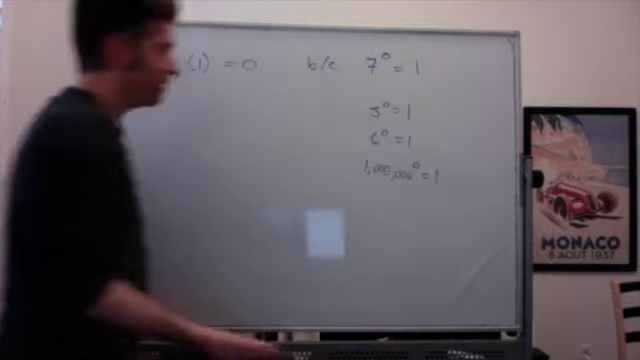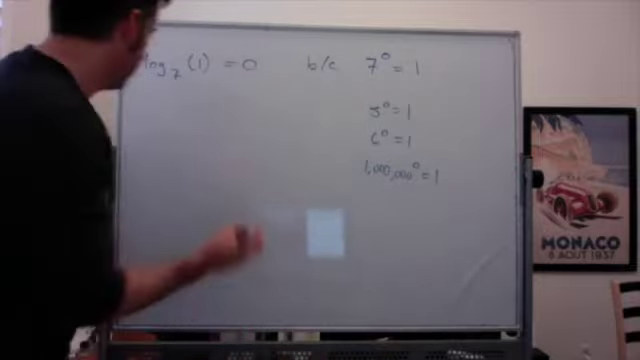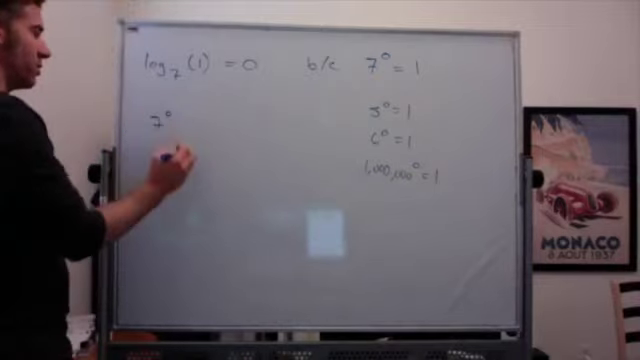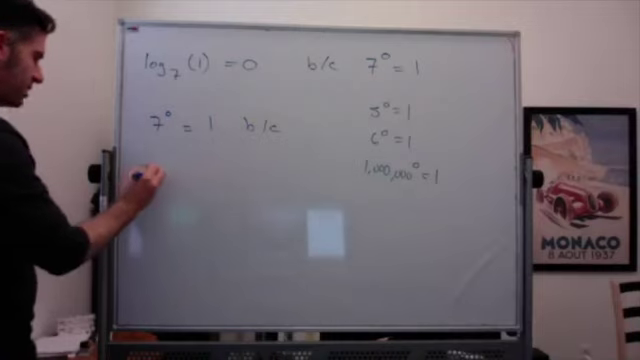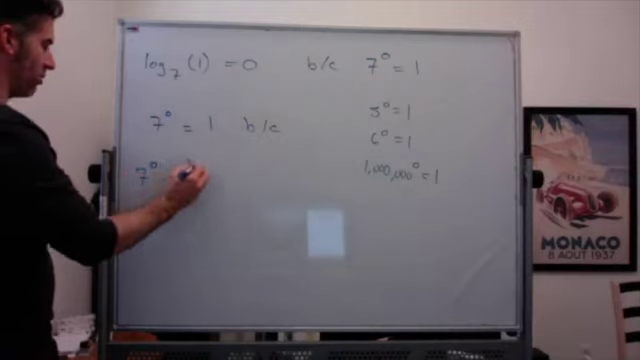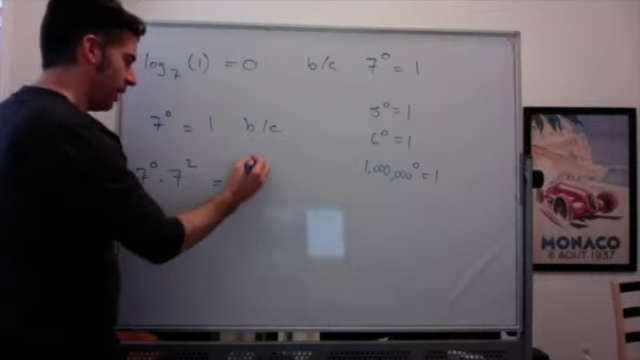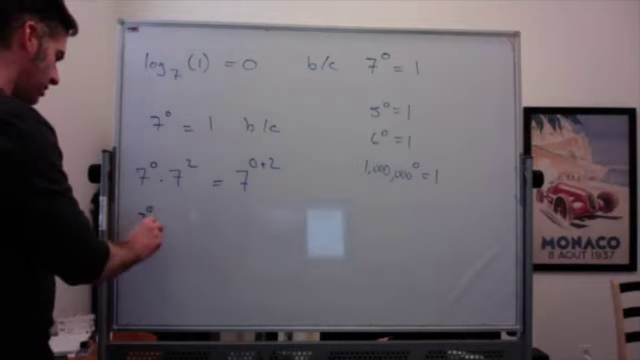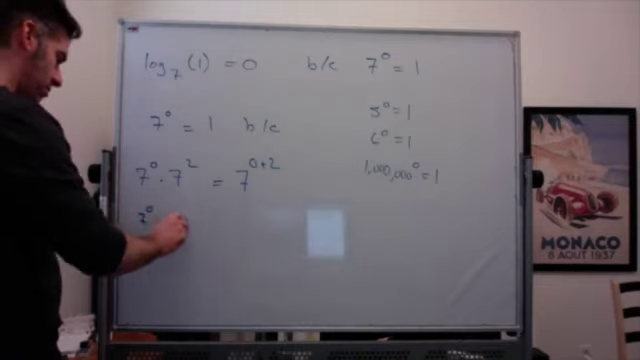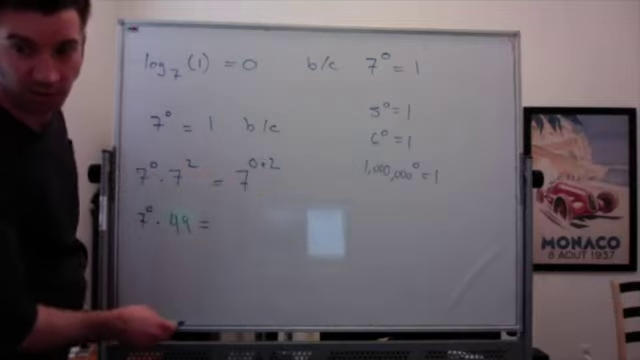equals 1. And these have to equal 1 because of the additive law of exponents, right? 7 to the 0 is equal to 1 because, well, check this out. What's 7 to the 0 times 7 squared? Well, what do I do with those exponents? I add them. So 7 to the 0 times 7 squared equals 7 to the second power.